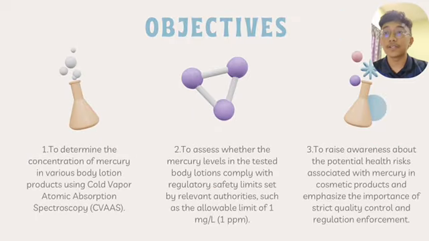Now we proceed to the objective. So, the first objective is to determine the concentration of mercury in products using cold vapor atomic absorption spectroscopy. The second objective is to assess whether the mercury levels in the tested body lotions comply with regulatory safety limits set by relevant authorities, such as the allowable limit of 1 mg/L, 1 ppm. And the last objective is to raise awareness about the potential health risks associated with mercury in cosmetic products and emphasize the importance of strict quality control and regulation enforcement.